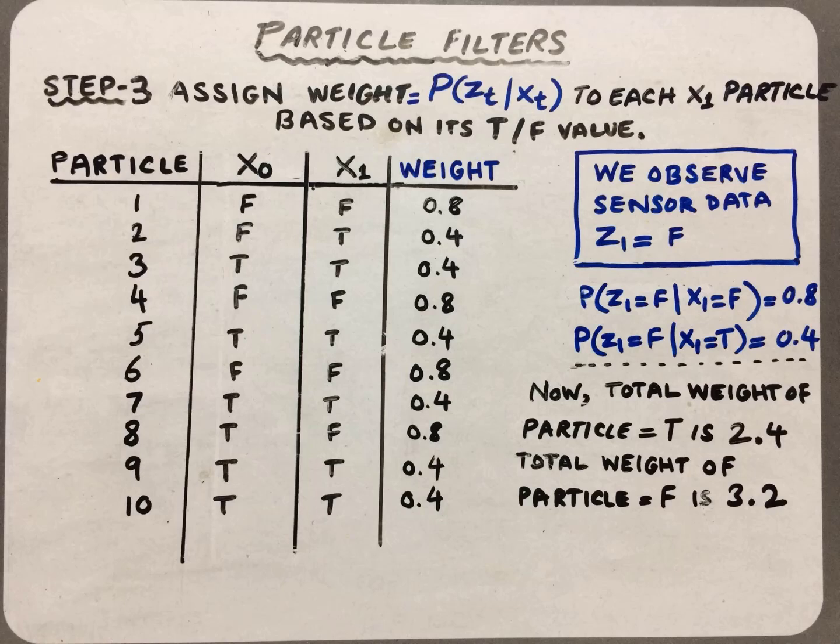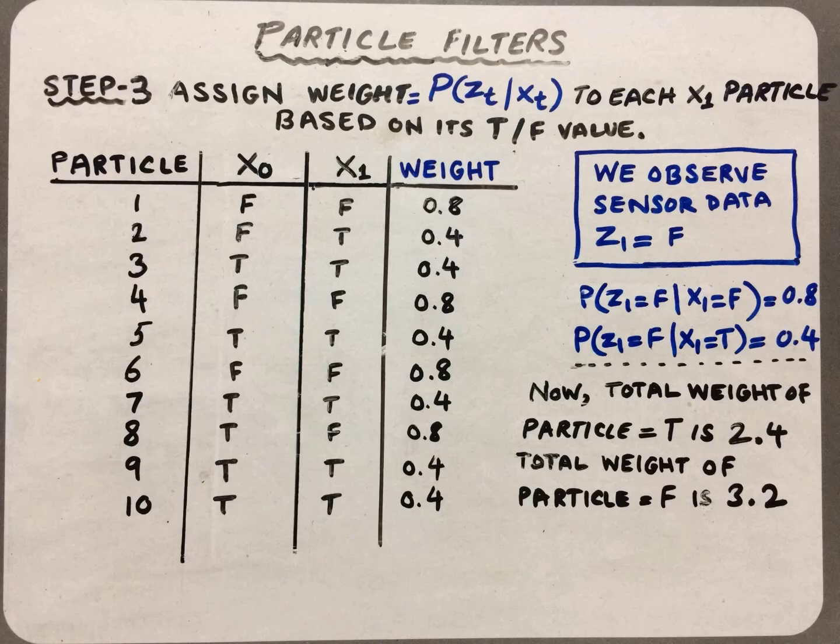And so we're going to look at the column x1, and wherever you see false, you will put 0.8 against the weight, and wherever you see true, you are going to put 0.4 as the weight, and you are going to fill up the whole table with the weights. So the true particles are going to have weight 0.4, and the false particles will have weight 0.8. Now the total weight of the true particles sums to 2.4, and the total weight of the false particles sums to 3.2.